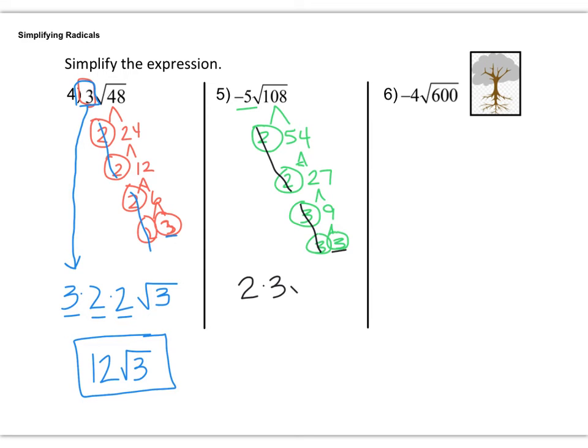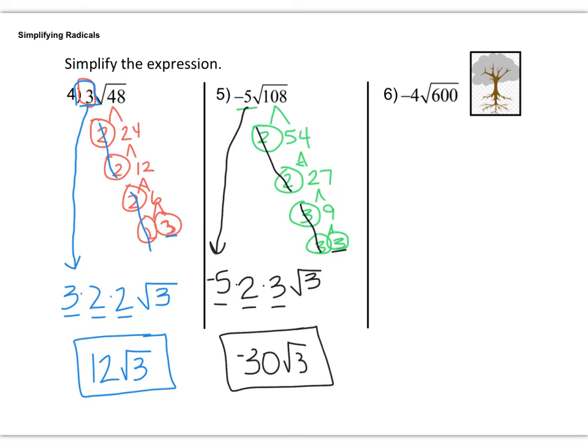I see a leftover, leftovers in the fridge. And this guy was already outside, so bring him down. So -5 times 2 is -10, times 3 is -30, and I have a radical 3. And we're done.